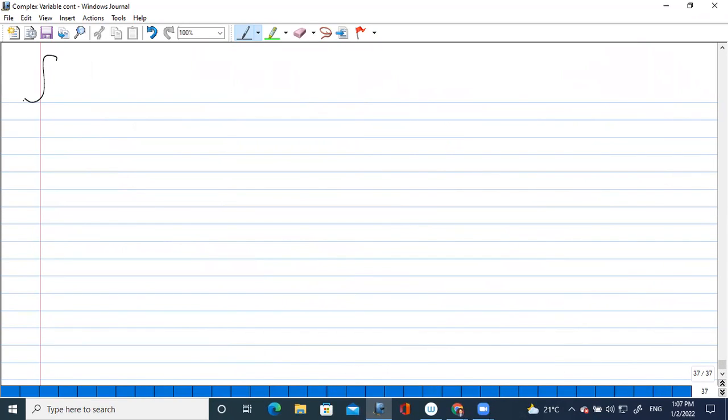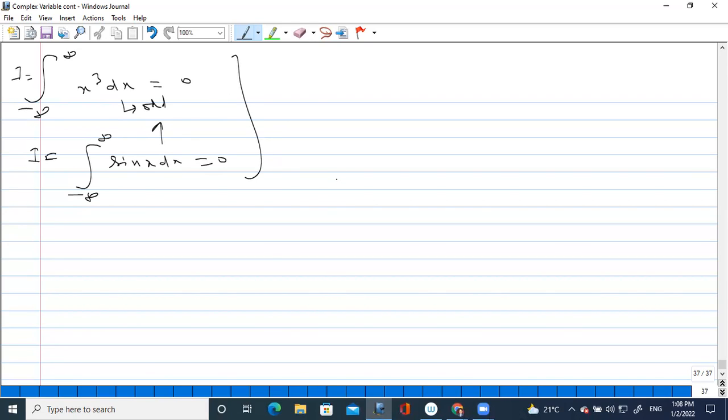Suppose this type of integral is there. What will be the value of this? It should be 0, sir. Yes, because these are odd functions. If for the full integration an odd function is there, the answer will always be 0. You can take it directly like this.